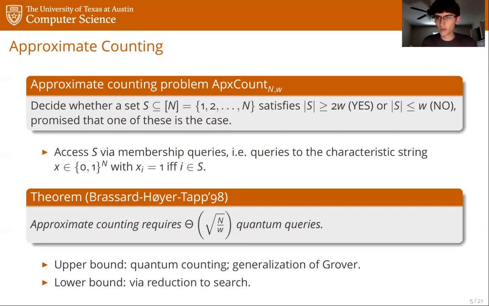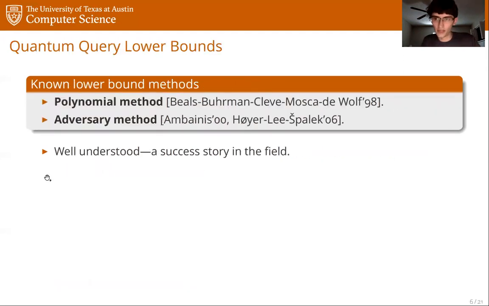Perhaps the reason we understand problems like this so well is that we have good lower bound techniques. Between the polynomial method and the adversary method, which are two lower bound techniques for quantum query complexity, we usually know at least a rough idea of what to expect for the quantum query complexity of a problem. At minimum, we pretty much know whether we can expect an exponential speedup for a quantum query algorithm over the best possible randomized algorithm. So this is generally a success story in the field.